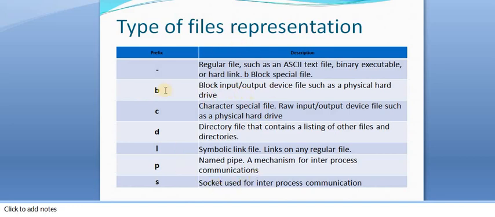You can read more about it. Our main purpose here is to understand the different types of files just by looking at the prefix. The prefix can vary from dash to s, and it could be b, c, d, l, p, s. After looking at the prefix we should be able to identify which type of file it is.